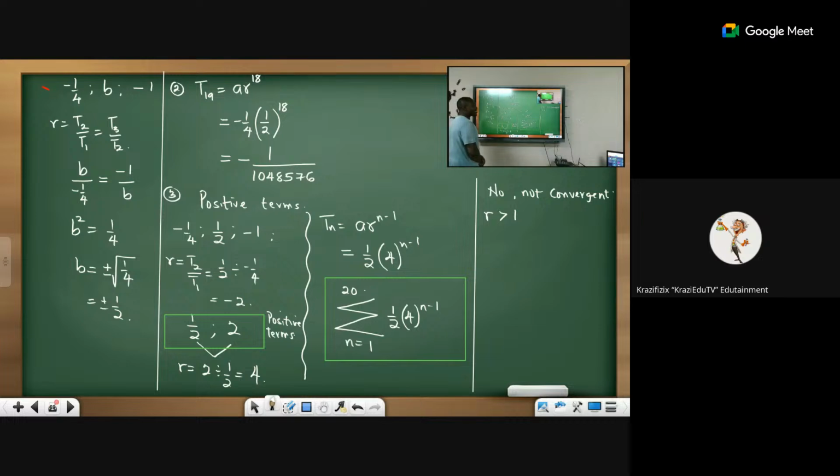We are using the sequence of positive terms. So what's my first positive? Half. What's the second positive? 2. What's the next positive going to be? I think it's 8. Do you understand what's going on there? How did you get 8, sir?